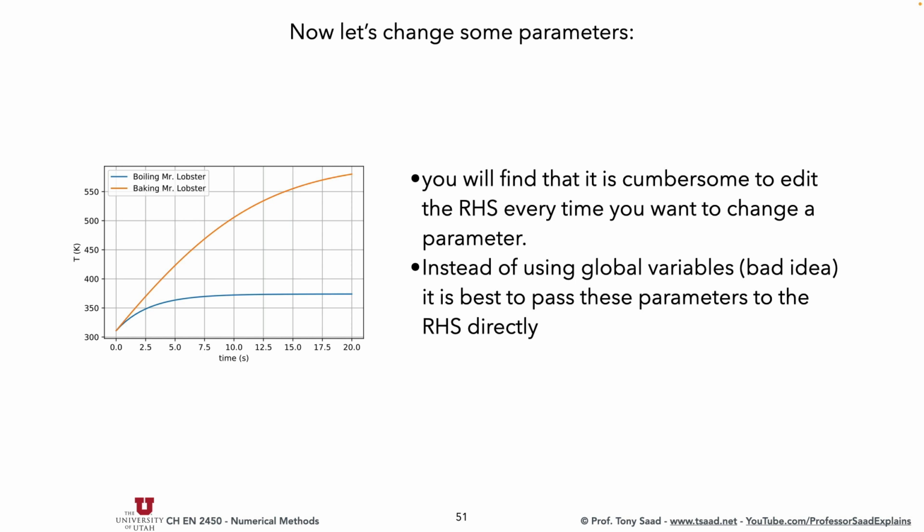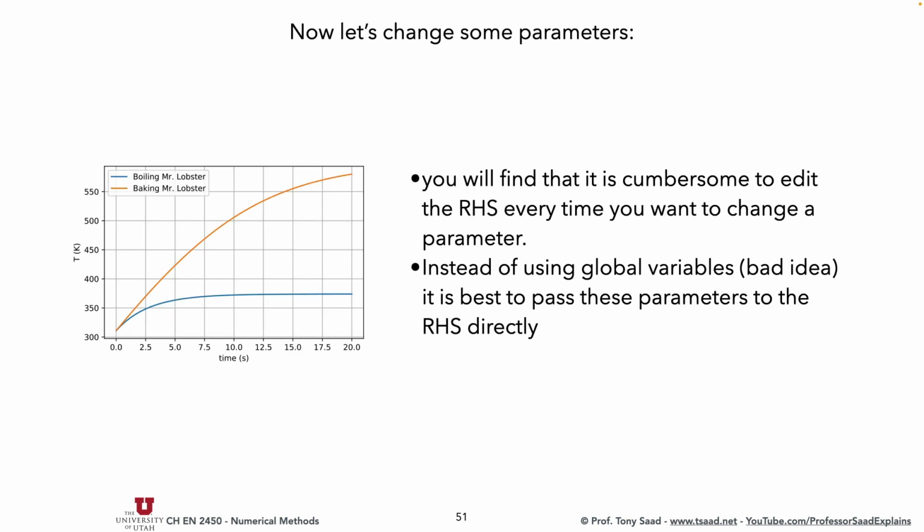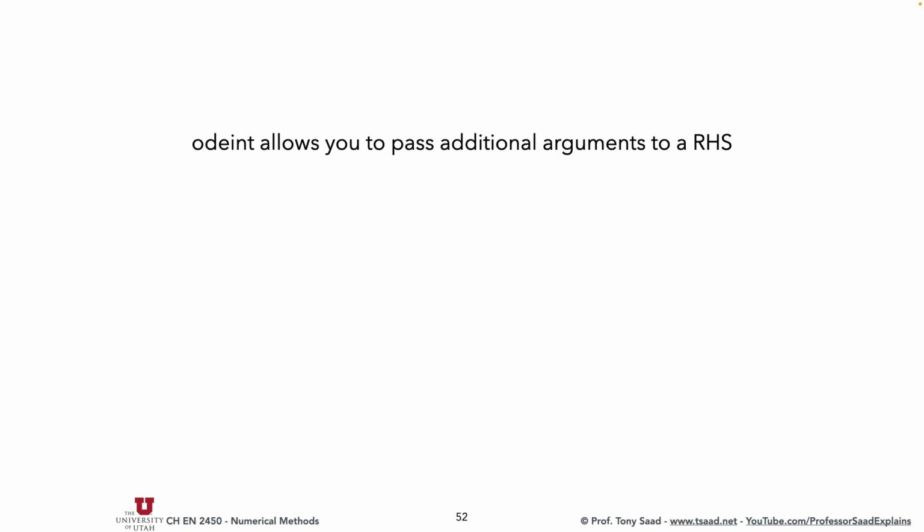Just like we did with fsolve, where we were able to pass additional arguments to the residual function, we can pass additional arguments to the right-hand side. And the idea here would be, if you wanted to pass the heat transfer coefficient and T infinity for the boiling, and you want to change the emissivity or the T infinity for the oven, you don't have to go to the right-hand side routine. Okay, you just pass it as part of the arguments. ODEint allows you to do that just like fsolve.